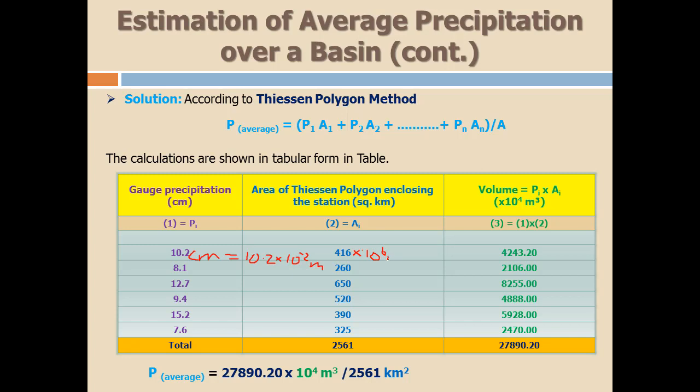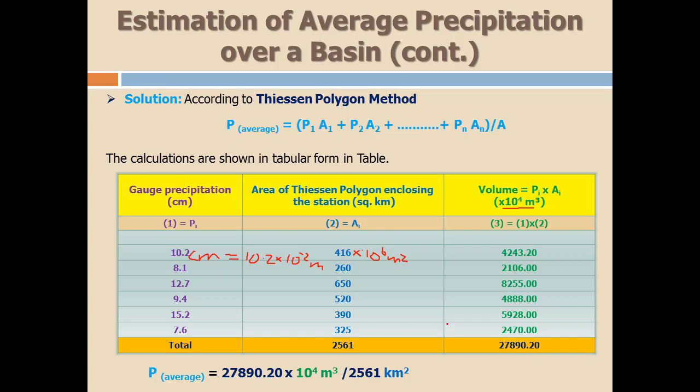So if you multiply this, this is 10 raised to the power 6 plus, and this is minus 2. So combining these, we will get 10 raised to the power 4, and just multiply 10.2 into 416. So you will get 4243.20 into 10 raised to the power 4 cubic meter. Remember, this 10 raised to the power 4 cubic meter is common to all of these. So this is multiplied with this one, with this one, with this one, with all these, and finally with this also.